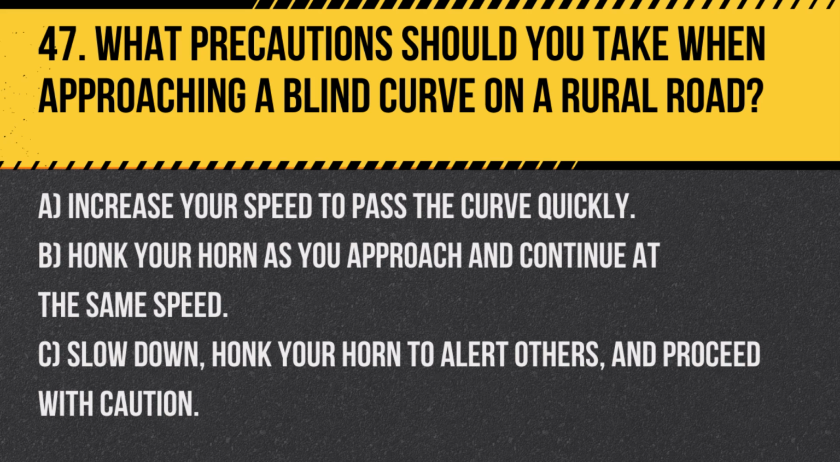Question 47. What precautions should you take when approaching a blind curve on a rural road? A. Increase your speed to pass the curve quickly. B. Honk your horn as you approach and continue at the same speed. C. Slow down, honk your horn to alert others, and proceed with caution.